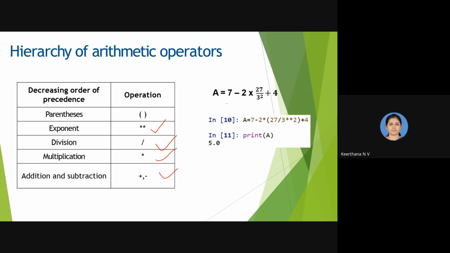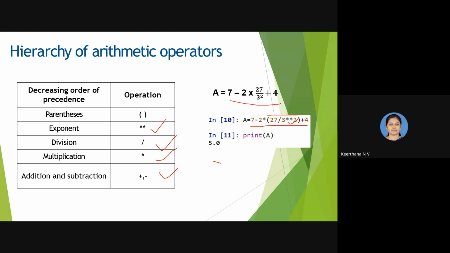Suppose you have this expression. Consider this expression: 7 minus 2 into 27 divided by 3 star star 2 plus 4. The first precedence is of parenthesis, so this will be operated first. After that, it will calculate by precedence. First the exponentiation will work, and after that division will work.